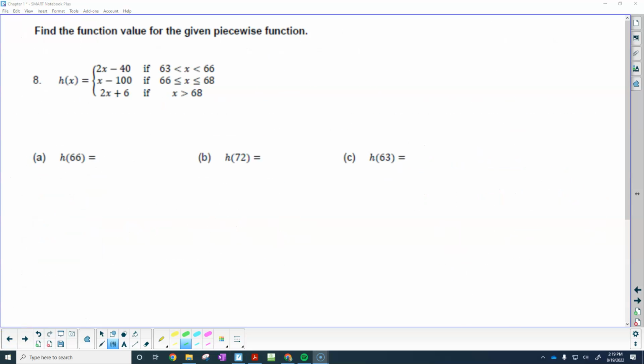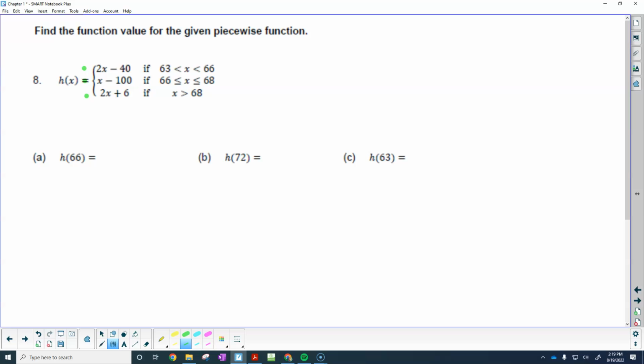All right. So here we have a piecewise function. The piecewise function is made up of 3 lines. So we have a top, a middle, and a bottom, and each one of them has different domains. They have to have different domains. If they didn't have different domains, it wouldn't be a function because it would repeat. So all we're going to do is drop in 3 different inputs, but the inputs have to match the domains. So the first input we're going to drop in is a 66.